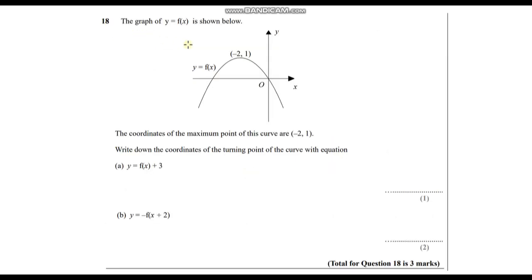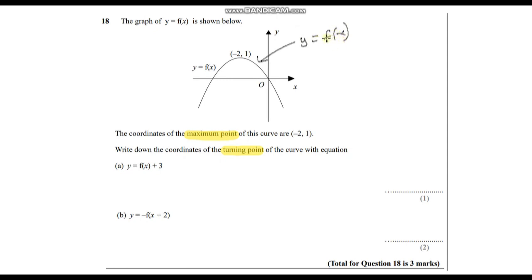Question 18. The graph of y equals f of x is shown below. The coordinates of the maximum point of this curve are -2, 1, which we can see here. Write down the coordinates of the turning point of the curve with the equation y equals f of x plus 3. Right, so this is y equals f of x.